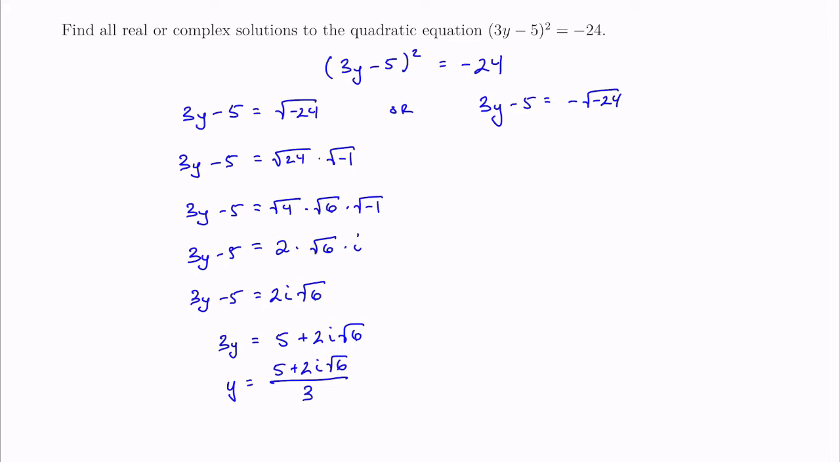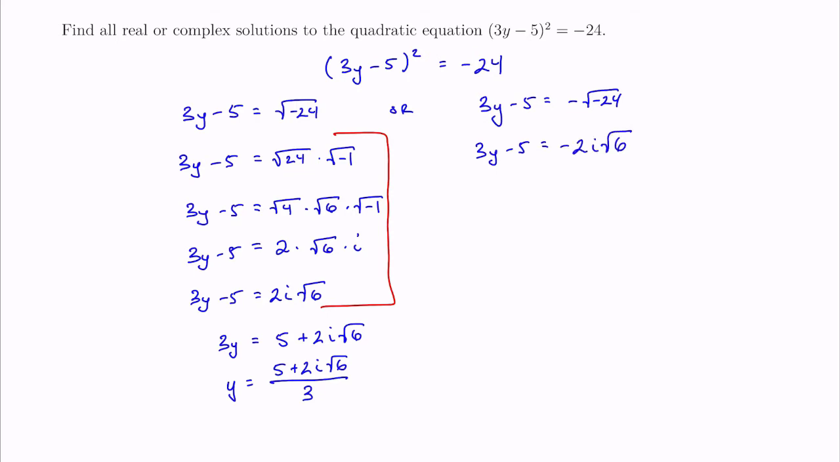The second solution comes from the equation 3y minus 5 equals negative square root of negative 24. I'm going to save myself some time in not having to redo the work I've already done, where I simplified that square root of negative 24. Through our work over on the left equation that we just solved, we know that the square root of negative 24 is the same thing as 2i root 6. So I'm going to make use of that fact and rewrite the equation 3y minus 5 equals negative root negative 24 as 3y minus 5 equals negative 2i root 6.